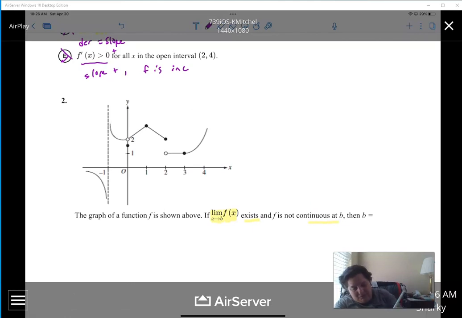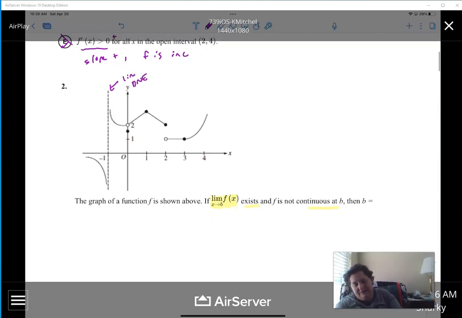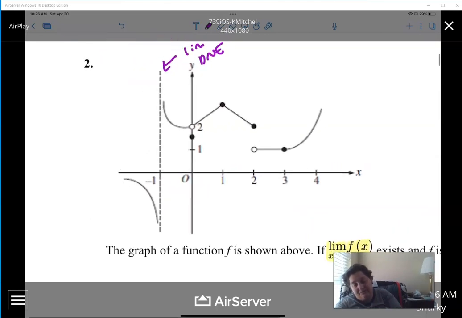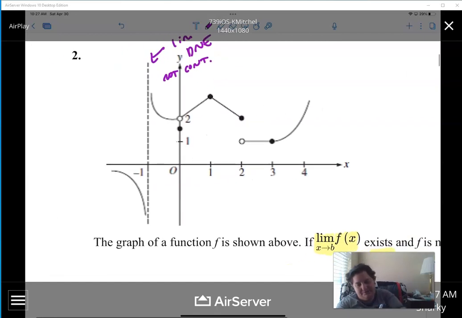Let's look at places where the limit does or does not exist. Let's look at places where it is or is not continuous. Okay, this place right here, I'm going to say the limit does not exist. The reason the limit does not exist right there is because the two sides are pointing in different directions. Also, right here at this spot, it's also not continuous. So the limit exists and it is continuous? No, absolutely not.